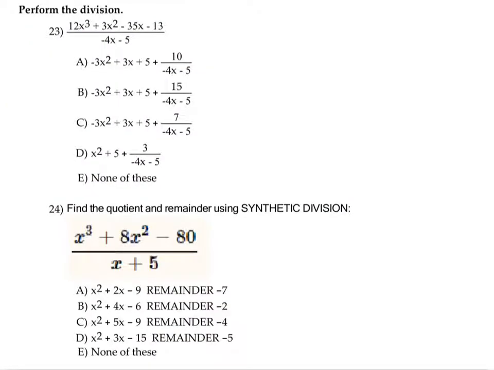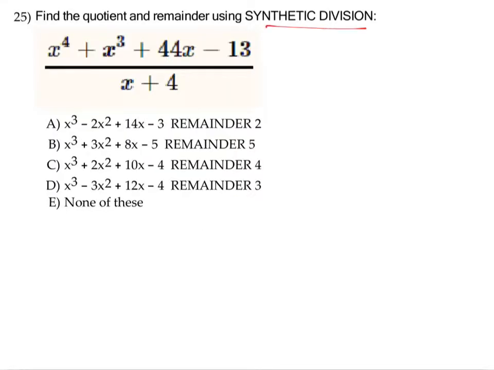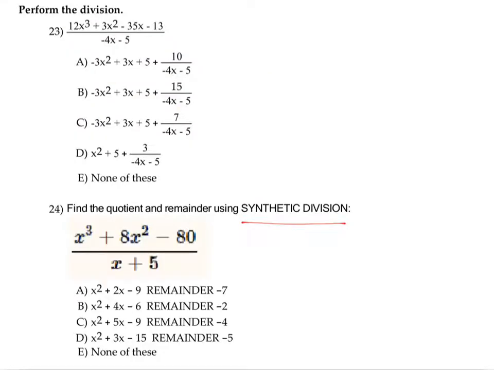All right, 23 here. Perform the division. So this one we have to divide, and then synthetic division on 24 and 25, which is easier. So let's do 23. So you know it's a long division, right? The bottom, −4x − 5, into the top: 12x³ + 3x² − 35x − 13.